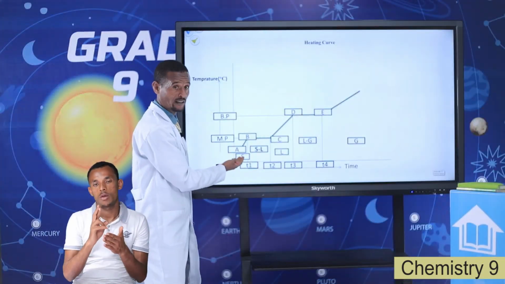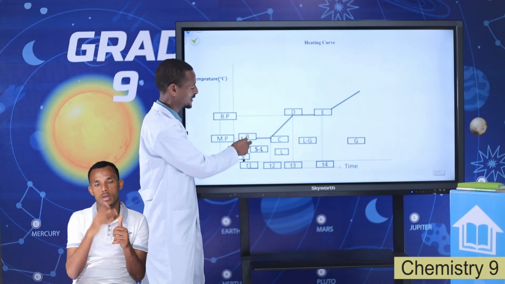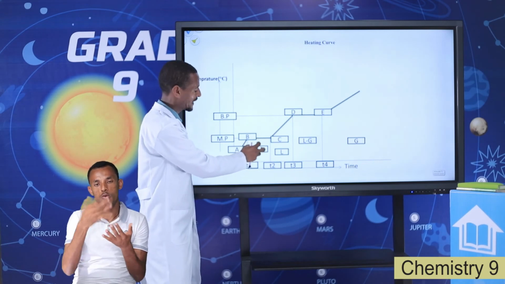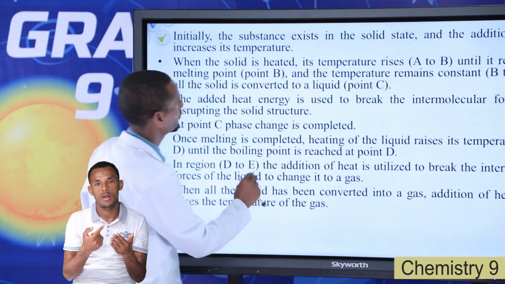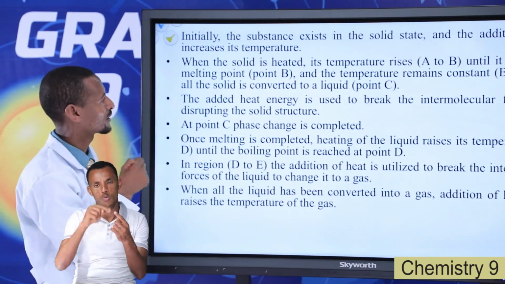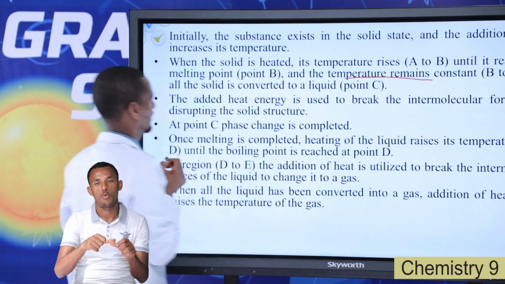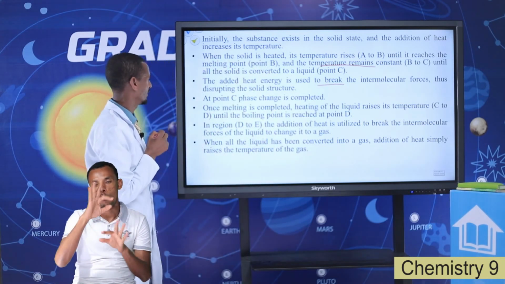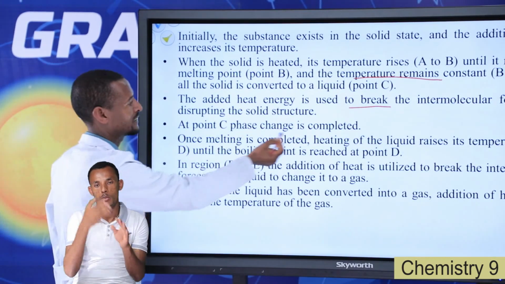When a given matter gets heat energy, it absorbs it first, and at its melting point, it begins to change from the solid state. Then here we get the mixture of solid and liquid. After point B, the temperature remains constant from B to C, until all the solid is converted to liquid. At point C, the temperature remains constant. The added heat energy is used to break the intermolecular forces and disturb the solid structure. At point C, the phase change is completed.